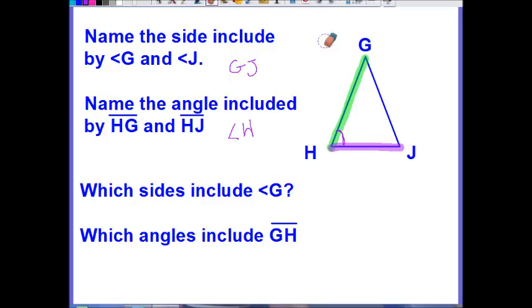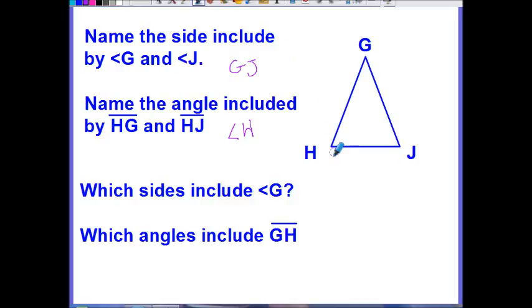Now, our next ones, I want you to try on your own. I want you to figure out which sides include angle G. So what two sides do we need to have in order to smash angle G? The second question, which two angles do we need to include side GH? Press pause and let's make sure we can do this.